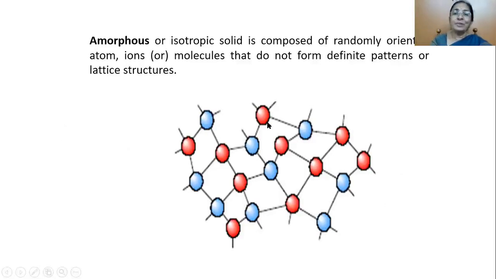You can differentiate the pictures in the previous slide from this picture. There also you represented one kind of atoms with the blue color and another kind with red color. Here also the same type of atoms, but you cannot find the regularity. Some disorderliness could be seen. The distance between the atoms is not the same. The orientation of atoms is also not the same. So this type of solid, in which atoms are arranged in a disorderly way, is called amorphous solids.